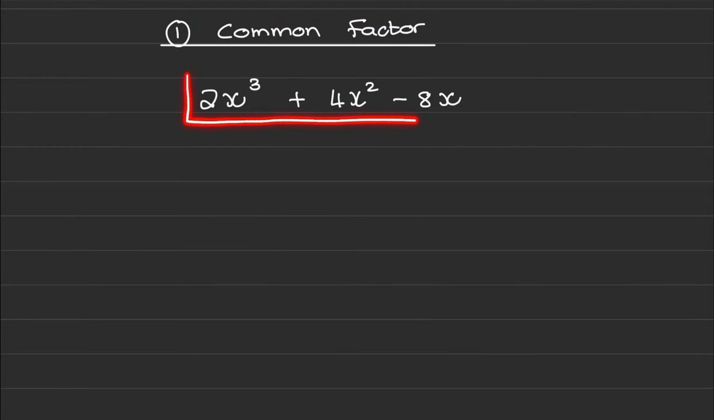Let's factorize the following expression. Here we can see that all of the coefficients are multiples of 2. We also see a common variable of x. So our common factor would be 2x.